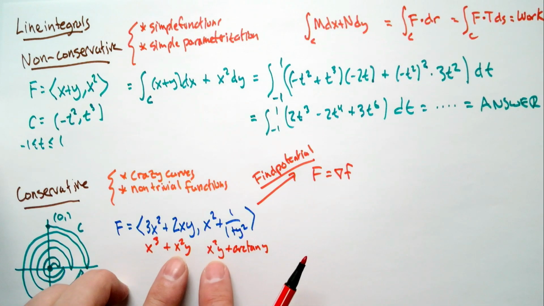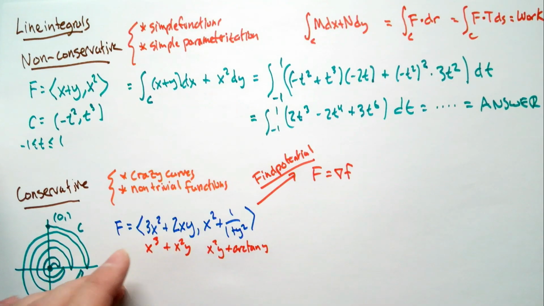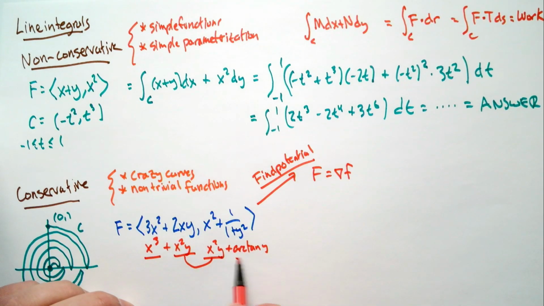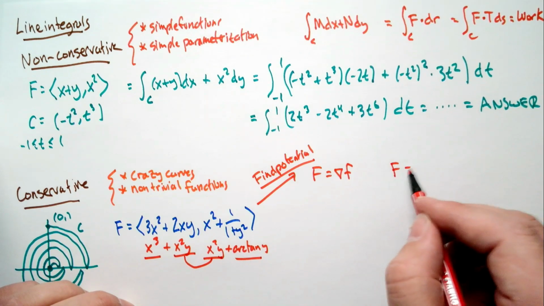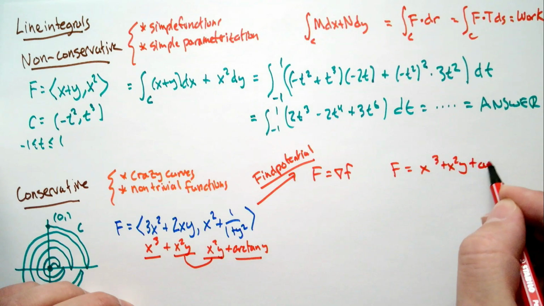Which is to say, do the pieces which have more than one variable involved, are they consistent in the two entries, or if there are three entries? In this case, they are. So I say, okay, what I need is an x cubed, an x squared y, just one of them, because it's going to work for both slots, and an arctangent y. So our little f is x cubed plus x squared y plus arctangent y.